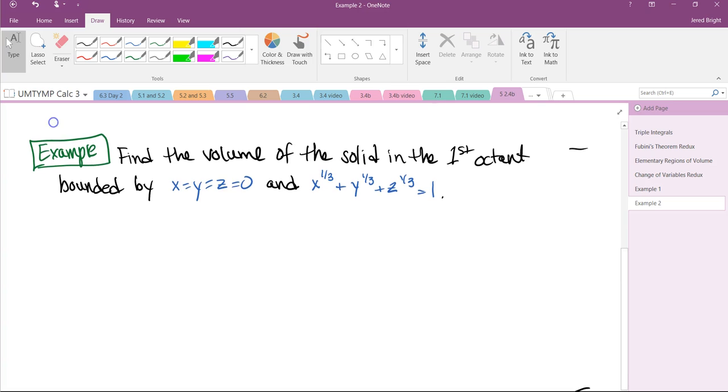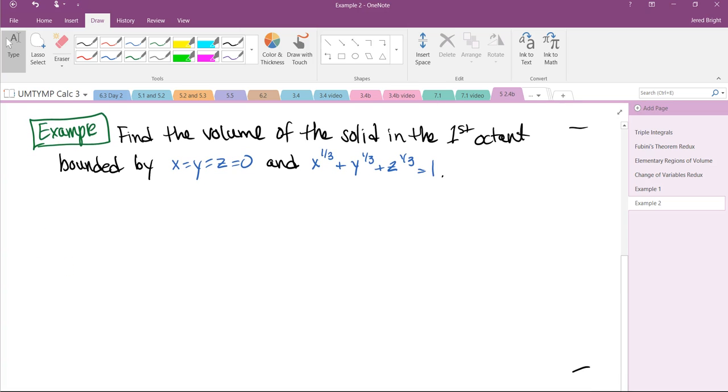The last example that we're going to do is one where we can't actually draw it. So find the volume of the solid in the first octant, bounded by the three planes, x equals 0, y equals 0, z equals 0, and so we're in that first octant, and then we're also bounded by this surface, x cubed plus y cubed plus z cubed is equal to 1. Now you're probably thinking, well, what do we do here? The thing is, it's not going to be pretty to evaluate using standard Cartesian, so I'm going to do a change in coordinates.